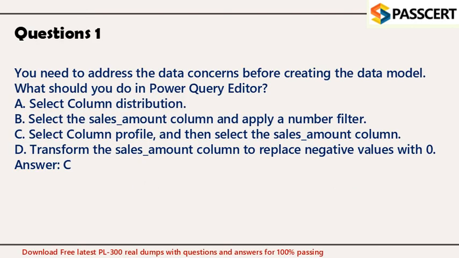1. You need to address the data concerns before creating the data model. What should you do in Power Query Editor? A. Select column distribution. B. Select the sales_amount column and apply a number filter. C. Select column profile, and then select the sales_amount column. D. Transform the sales_amount column to replace negative values with 0. Answer: C.